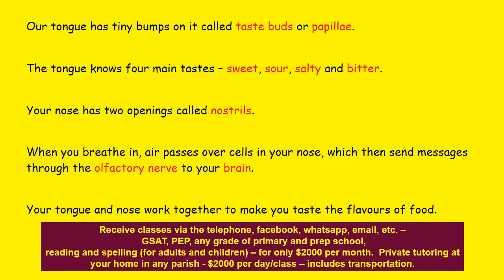Okay, so I'll read it again. Our tongue has tiny bumps on it called taste buds or papillae. The tongue knows four main tastes: sweet, sour, salty, and bitter. Your nose has two openings called nostrils. When you breathe in, air passes over cells in your nose, which then send messages through the olfactory nerve to your brain. Your tongue and nose work together to make you taste the flavors of food.